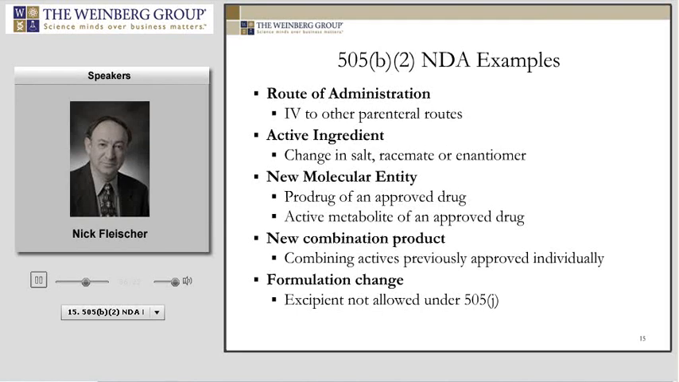New combinations, combining previously approved products that have been approved individually and putting them together, is a possibility for using a 505(b)(2) NDA. And as I mentioned earlier, one of the examples where an ANDA would be impossible is when you use excipients that would not be allowed under 505(j). That's where the 505(b)(2) NDA would come into play as a viable regulatory strategy for filing such a product.